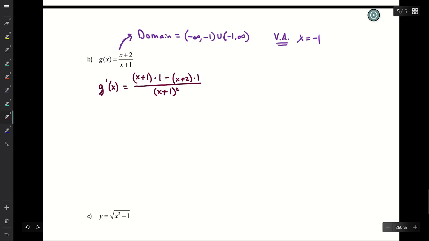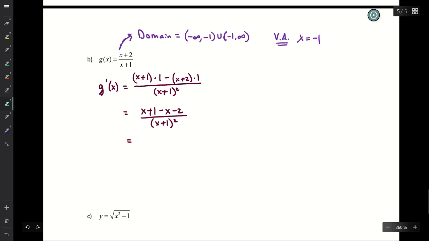Okay, now we want to simplify. There's not much simplifying to be done. We have a 1 to be distributed for the first group. That's not going to change anything. We have a negative to be distributed to the second group. So we'll have x plus 1 and then minus x minus 2 and then all over x plus 1 all squared.